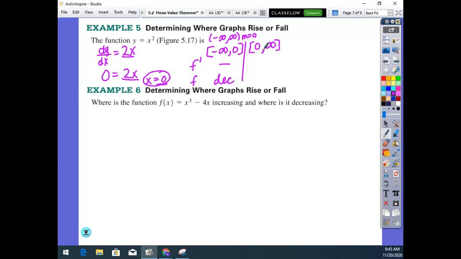Then I'm going to plug a number that's in this interval into my equation. So I'll pick 1. 2 times 1, that's a positive value. That tells me my function is increasing.